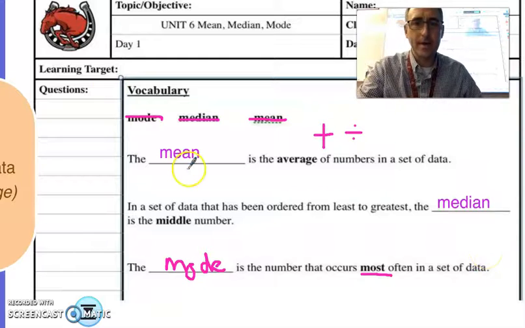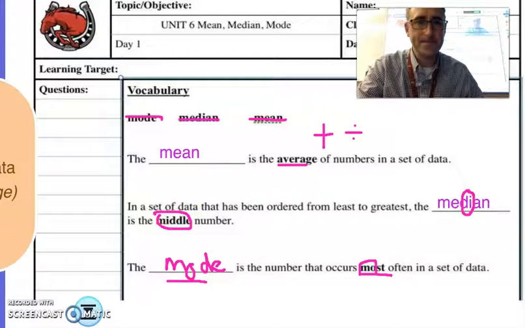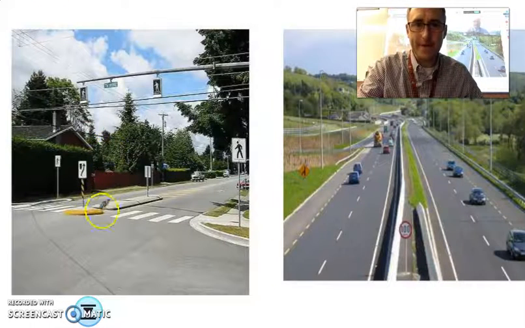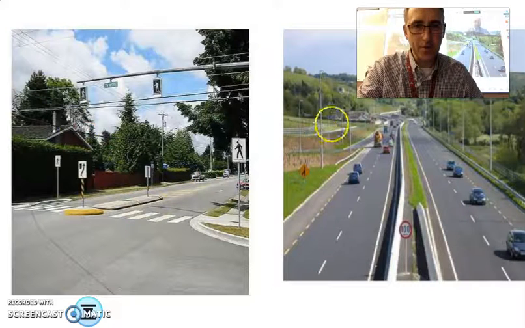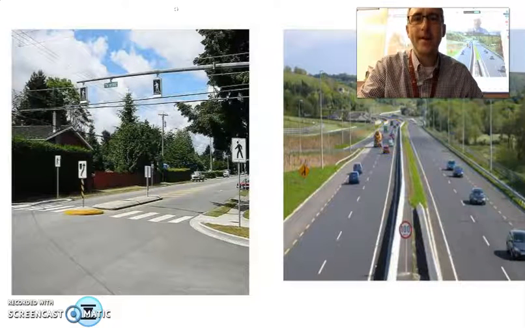To review again, mean is the average, we add and divide. Median is the middle. And mode is the one that there is the most. Most, mode. Median has a D in it, just like the word middle. Here is the median on a road. See how it's right down the middle? That's right, a visual to help us remember median.